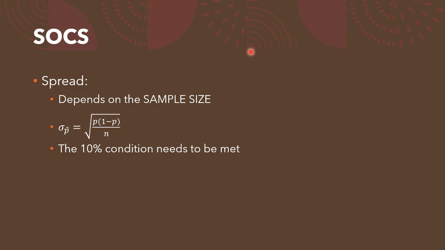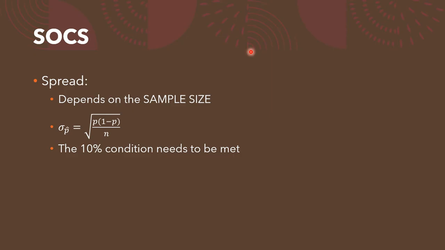After that, we have our spread. Our spread all depends on the sample size. The larger the sample size, the smaller our spread is going to be. It's going to narrow it down. But we don't want the sample to be too large, because then it kind of defeats the purpose. So we use what's known as the 10% criteria, which means that we have to have 10% or less of the entire population be sampled.